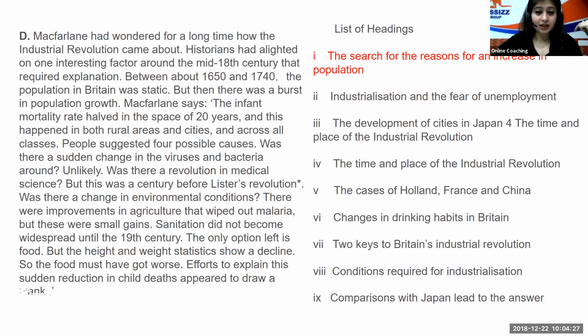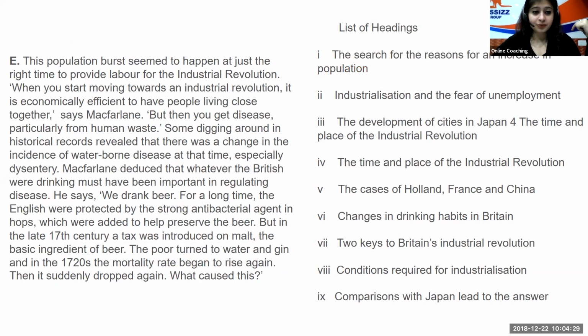Okay, so let's move on to the next paragraph. Now here, let's read the first 2 lines. Right, let's read the last 2 lines. The population burst seemed to happen at the right time to provide labor for the Industrial Revolution.